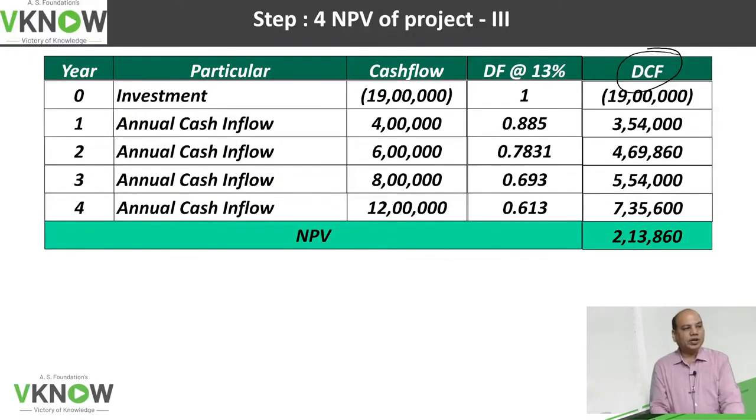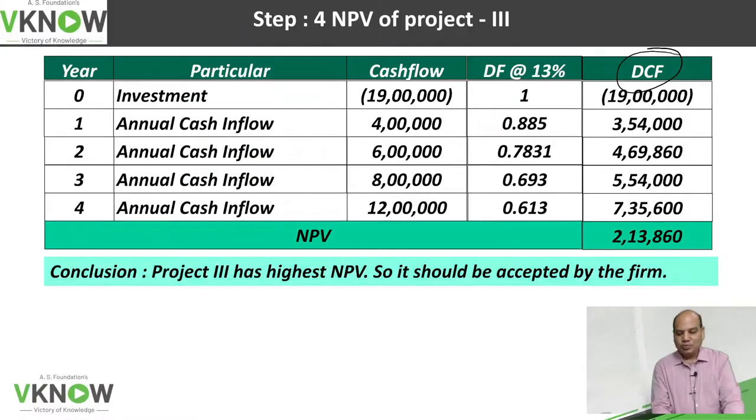Which NPV is highest? Project 3 NPV is highest. Conclusion write down. Project 3 has highest NPV. So it should be accepted by the firm.